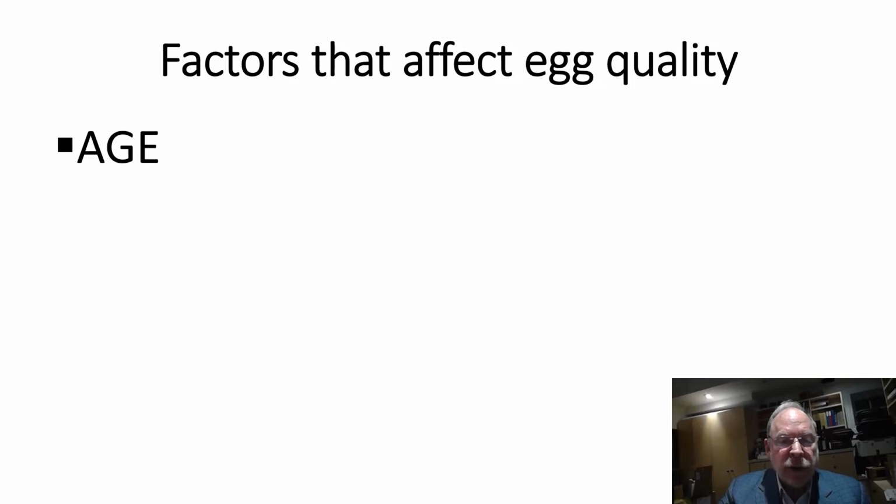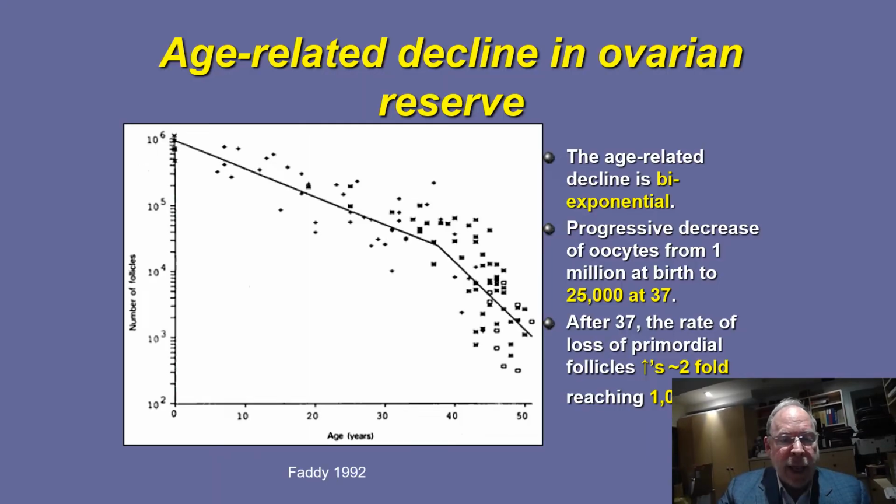So what are factors that affect egg quality? Well, the first and most important is age. We know that ovarian reserve declines quite rapidly, and we call it a bi-exponential drop. There is a slow drop through the 20s into the early 30s, and then by 35 there's a rapid decline where there's a much lower number of eggs as time goes by.